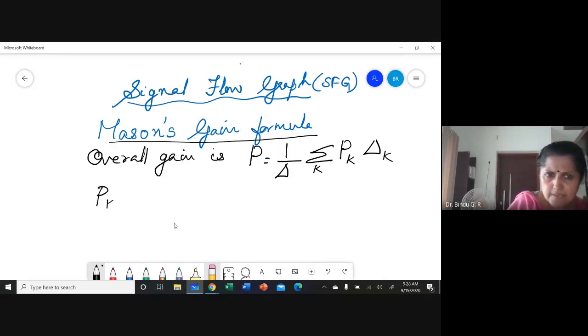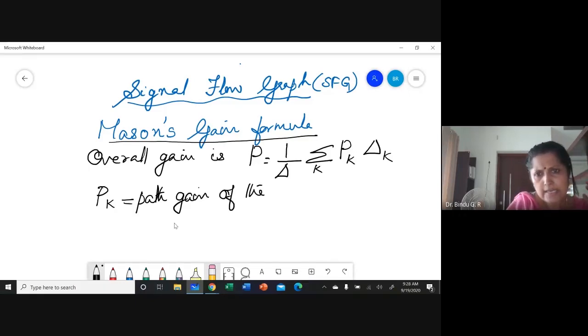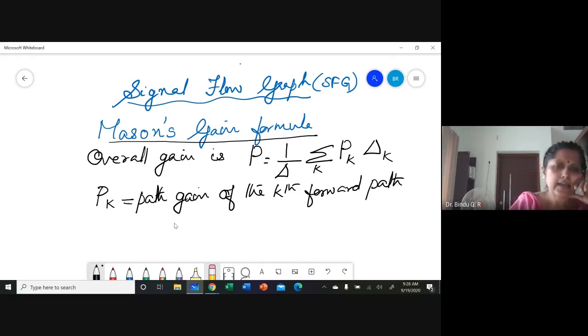Pk is the path gain of the kth forward path. I'll explain all these terms. Pk is the path gain of the kth forward path.